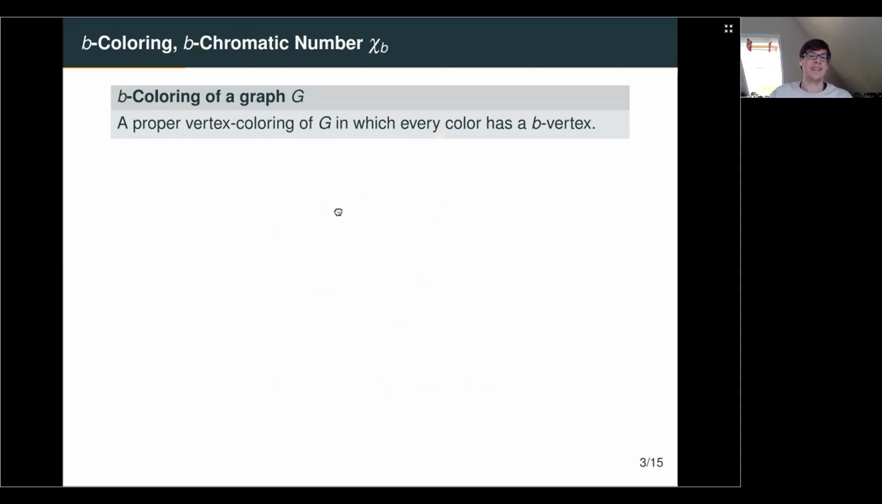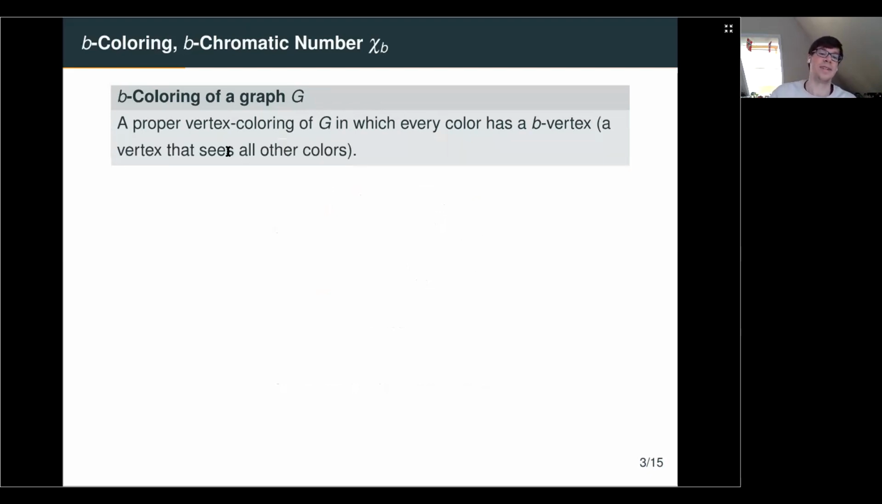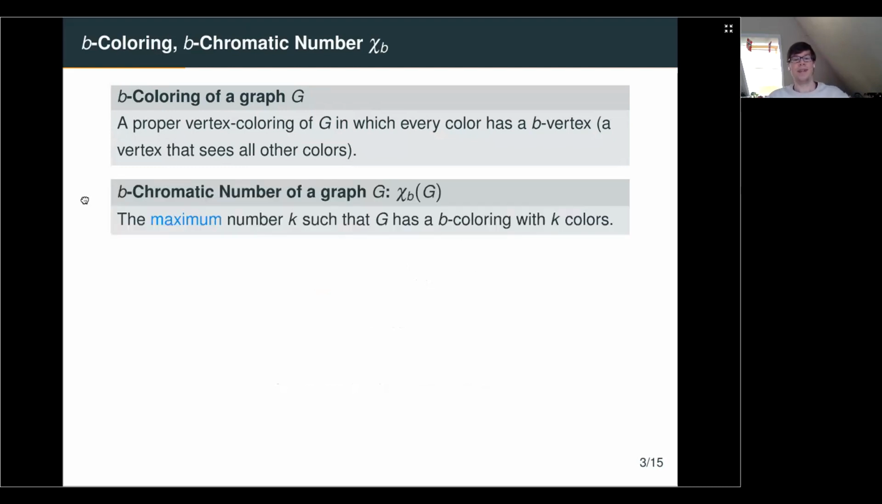So just to list the first definition. A proper vertex coloring of a graph G is a B coloring if every color class has a B vertex. And remember that a B vertex is a vertex that sees all the other colors in its neighborhood. Now the B chromatic number of a graph is the maximum number k such that G has a B coloring with k colors. And note here that we are interested in finding the maximum number and not the minimum like in the usual chromatic number of the graph.